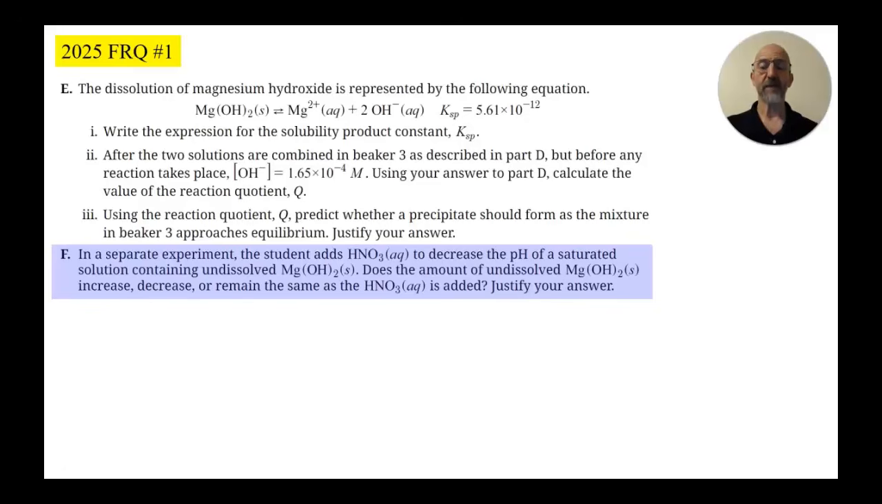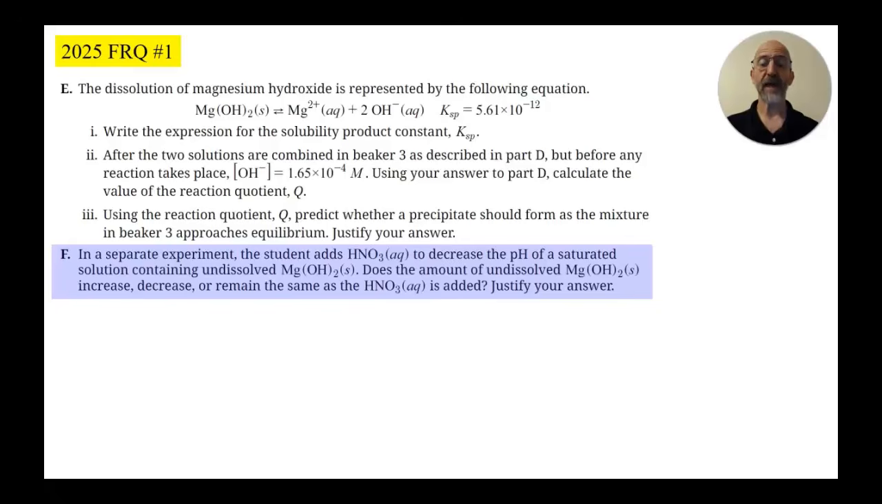So this question from the 2025 AP Chemistry exam actually falls under topic 8.11, pH and solubility. And this is what it says. In a separate experiment, the student adds nitric acid, which is a strong acid, to decrease the pH of a saturated solution containing undissolved magnesium hydroxide. And here's the question: does the amount of the undissolved solid magnesium hydroxide increase, decrease, or remain the same when the strong acid, the nitric acid, is added?